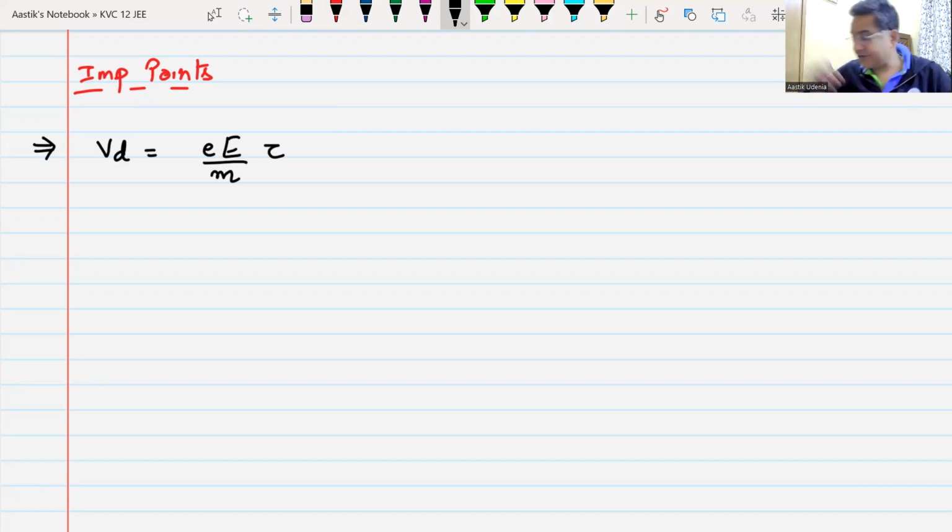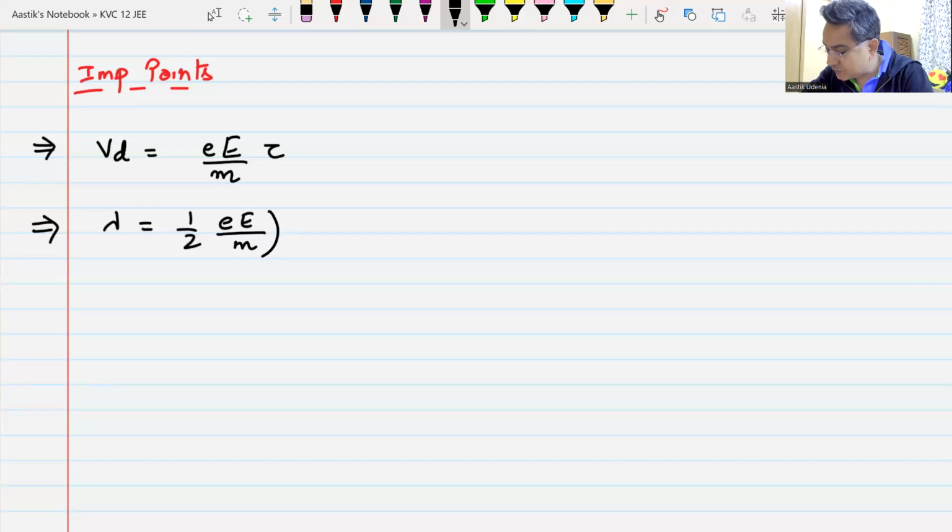Then we had seen that the mean free path was the average distance that is traveled between two collisions. Do we remember that? Mean free path, yes or no? So you can remember the mean free path lambda as half into E by m, which is your acceleration, into tau square. You can remember it in this way. Do we understand this?